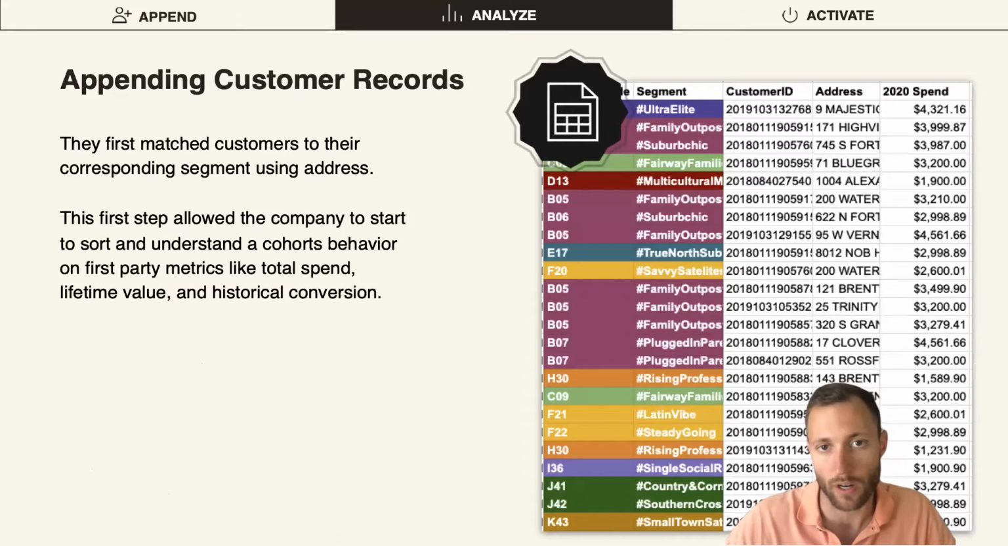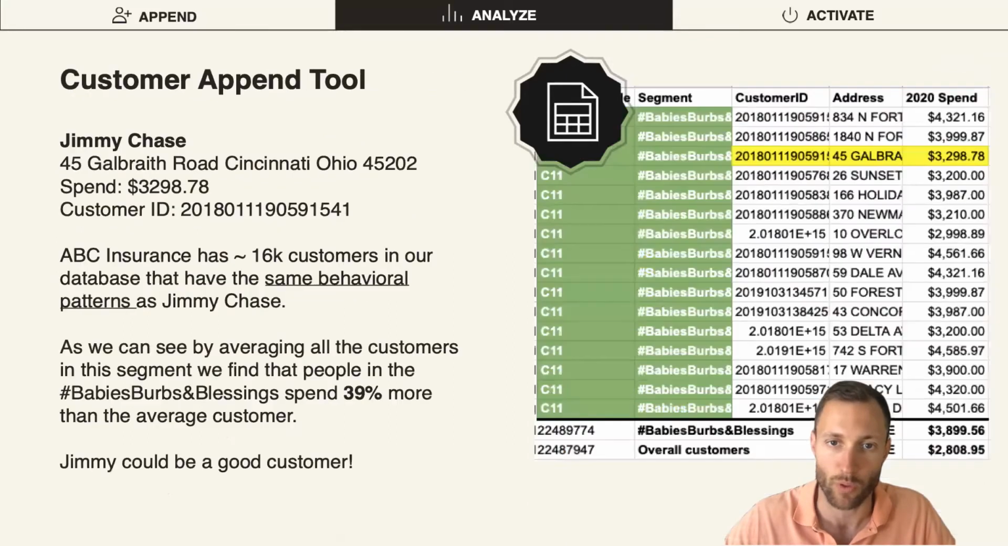So this is our customer record append. We can see every customer record with its corresponding segment. If we wanted to understand the average spend, let's say for Babies, Birds, and Blessings, which is one of the segments here, all we'd have to do is sort to all the customers that fall under that segment. And then we simply, in Excel, average out what they spend versus what our total population of customers spend. So we can see that they spend 39% more than the average customer.